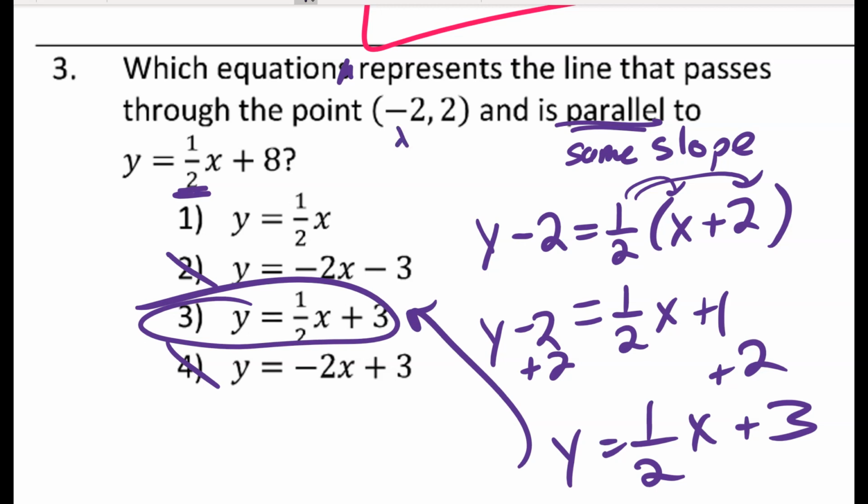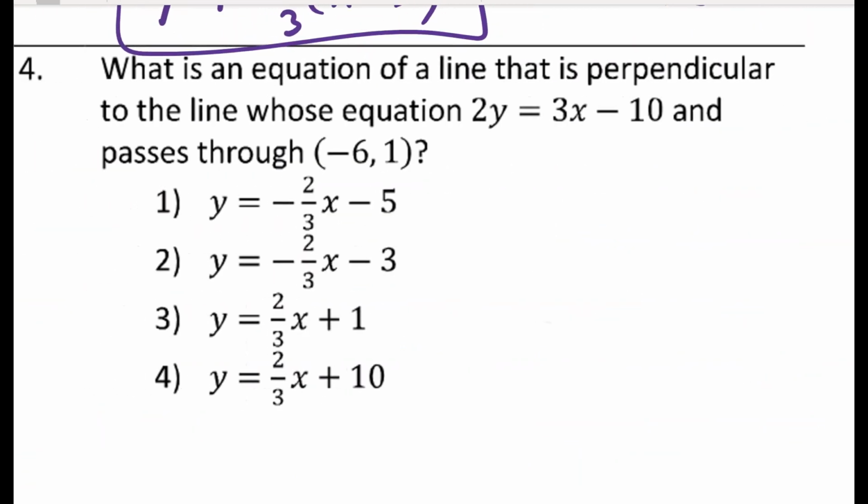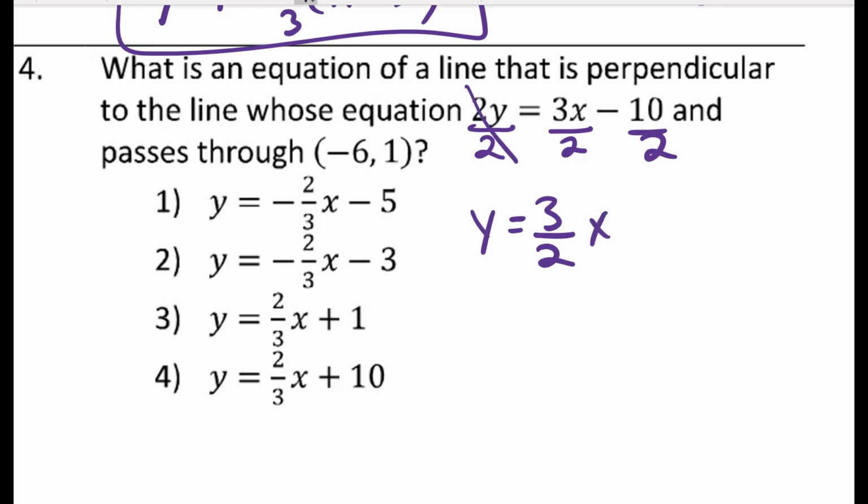Again, if you wanted to substitute this in for x and y to see which one it makes true, that's also a good idea once you've ruled out answer choice 2 and 4. For number 4, which is an equation of a line that is perpendicular to the line whose equation is this and passes through negative 6, 1? Well, if y isn't isolated, it doesn't help me too much, so I'm going to start just by dividing out that 2 so that I can see that my slope is 3/2 and my y-intercept is negative 5.